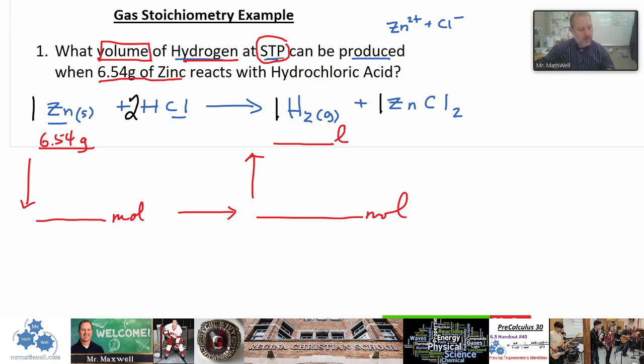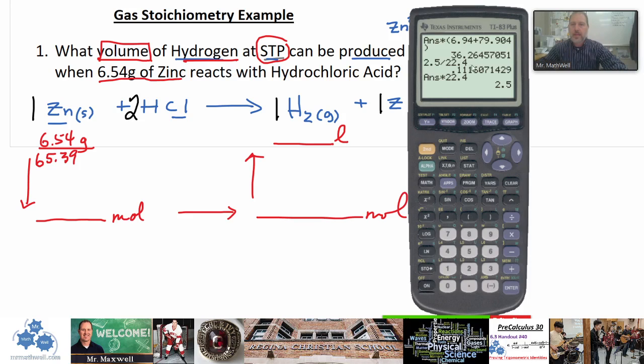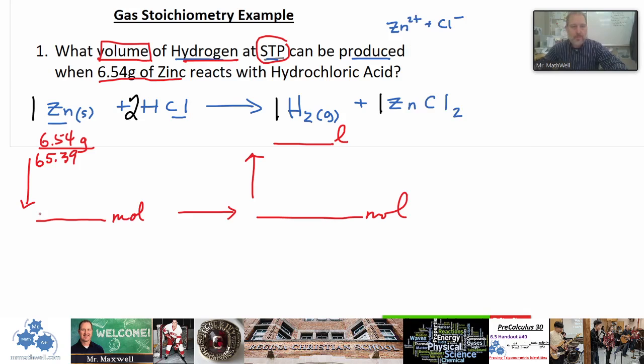So 6.54 is going to be divided by the mass of zinc on the periodic table, which is 65.39. So you're going to get your calculator out, and you're going to go 6.54 divided by 65.39. And what does that give me? 0.1. There's a bunch of zeros there, so that's pretty much 0.1, or 0.10001 if you want to do that, that's great. We're going to use all those decimals anyways, but this is what we'll write down. So we got about 0.1 moles there.